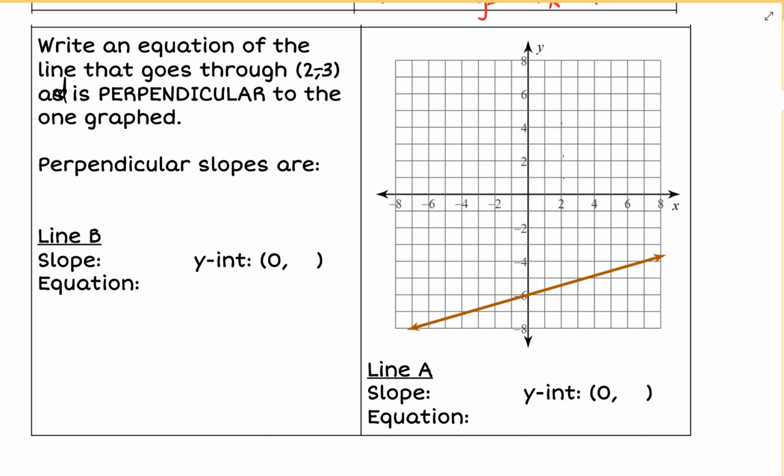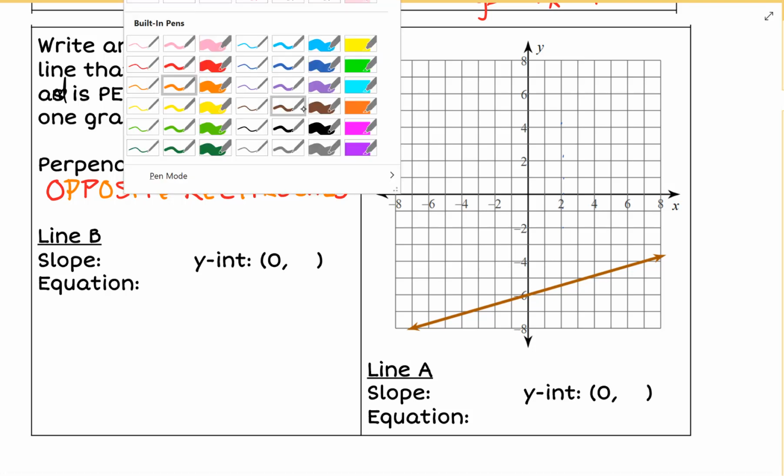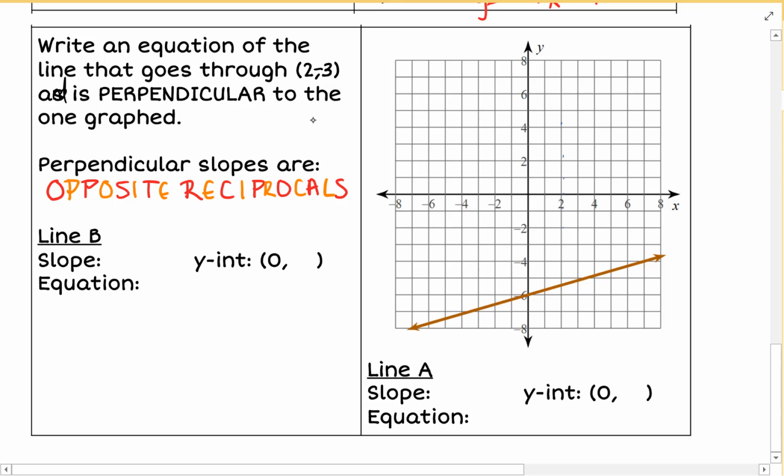Write an equation of the line that goes through (2, -3), and is perpendicular to the one that is graphed. Perpendicular slopes are opposite reciprocals. Okay, so first we're going to find the equation of the line that is graphed, and then we can take the opposite reciprocal to find the slope of the equation that we need to create. Here I see a y-intercept at -6. I only see one other point here, maybe one down here.